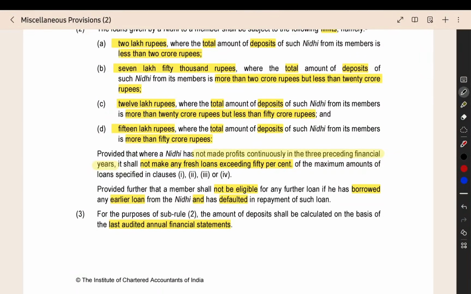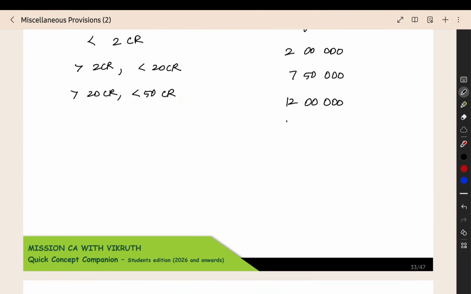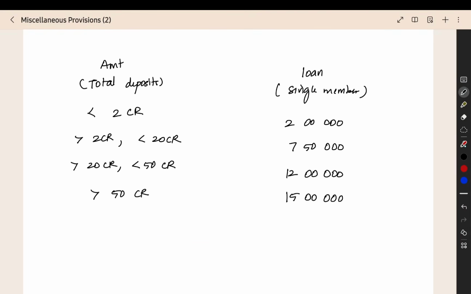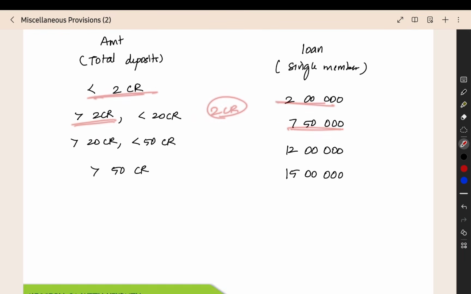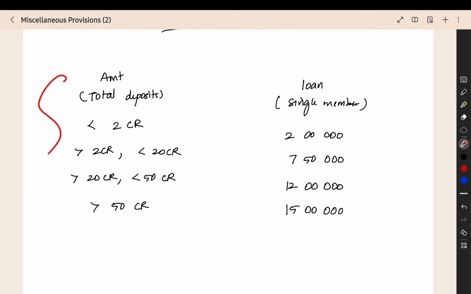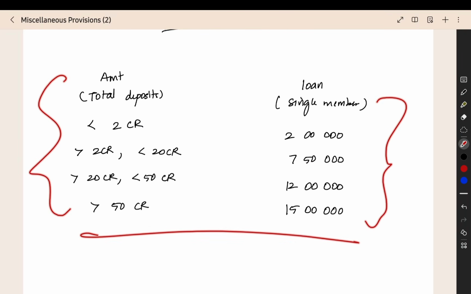15 lakh rupees you can give where it is more than 50 crore. 15 lakh rupees loan you can give to a single member where the total deposits is more than 50 crore rupees. Here they have not given exactly what will happen if it is 2 crore. Less than 2 crore we are having the amount. More than 2 crore we are having the amount. Exactly 2 crore we are not having it. So that is not given in the provision. So this is the thing given in the study material. So this is the table that you have to remember.